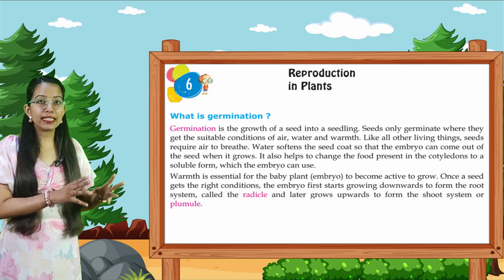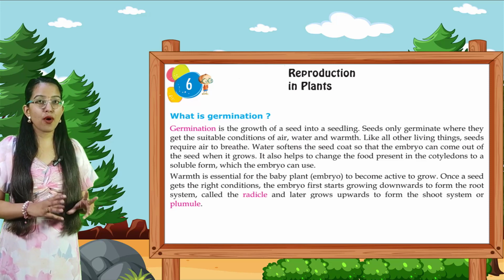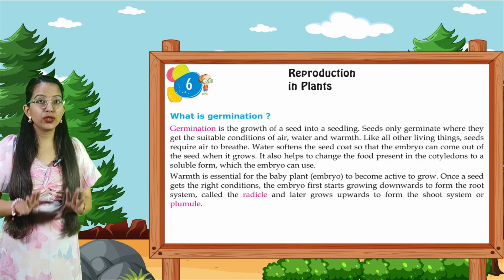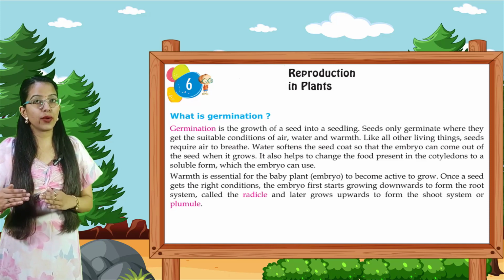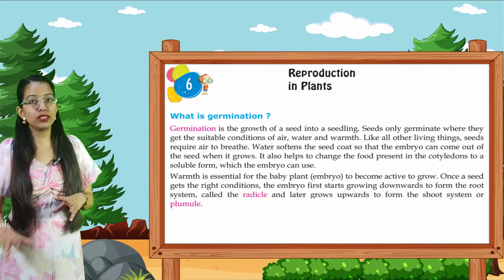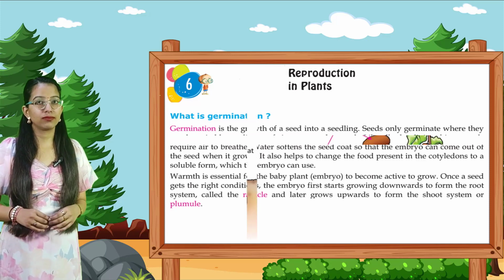Once the seed gets the right conditions, the embryo first starts growing downwards to form the root system called the radicle, and later grows upwards to form the shoot system or plumule.